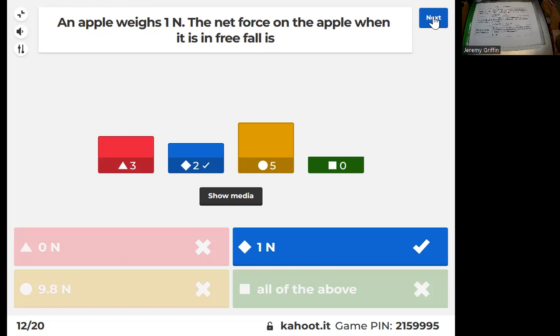How about this? What if the apple had a mass of 1 kilogram? What would its weight be? 9.8 newtons in that case, right? But they told you the weight here.